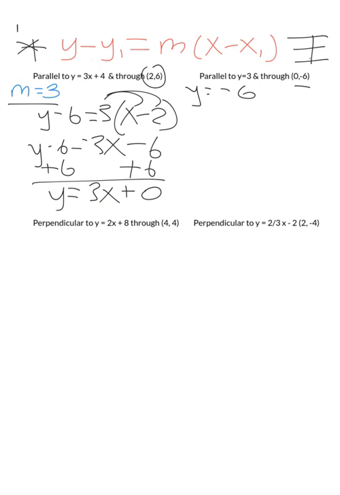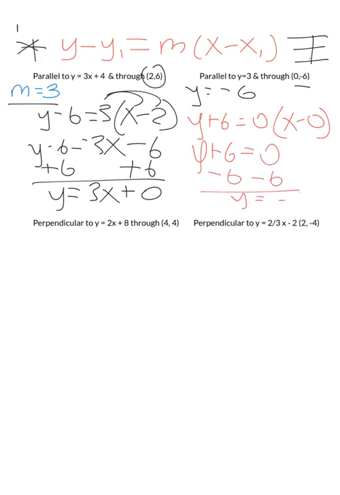You can go ahead and use the formula here, and we'll do that in 1 second. So let's do this one using the formula. Okay, so I'm going to change my ink color, and we have y plus 6 equals, there's no slope here, 0, x minus 0. Y plus 6 equals 0. Y equals negative 6.